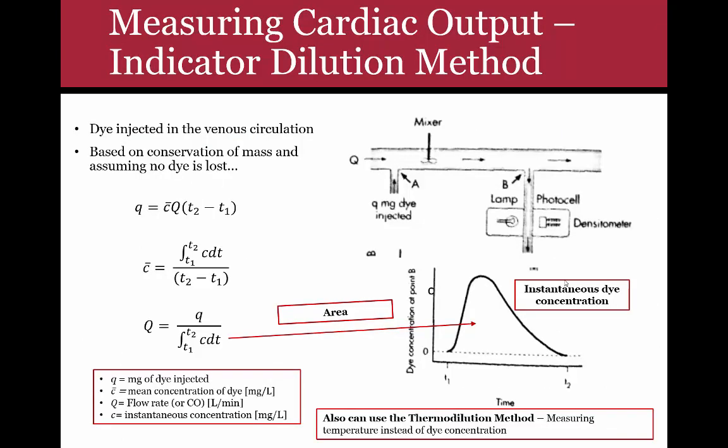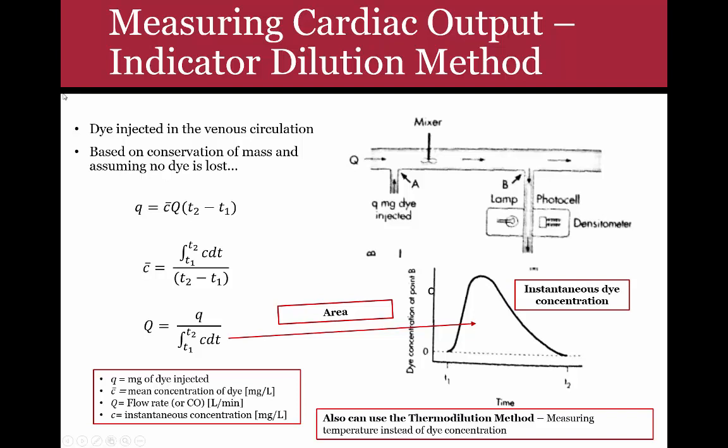Okay, there's a couple of ways to measure cardiac output. I'm only going to go over, I believe, one of them, which is not as fun as Doppler echo and all that stuff. So we'll go over that in 503. But one of the oldest ways of measuring cardiac output is called the indicator dilution method.